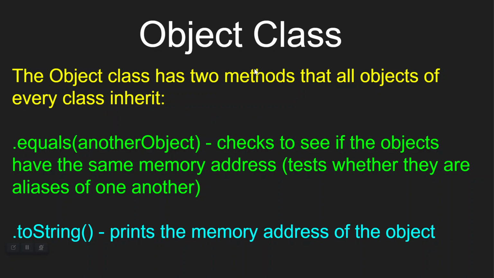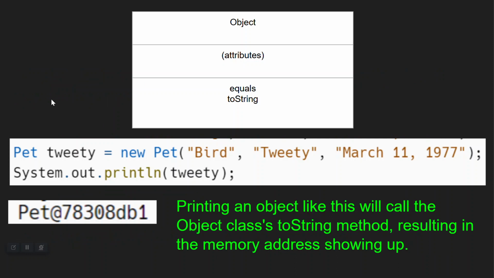And the Object class has two methods in it that every class inherits. It has the .equals method, where you can check to see if two objects have the same memory address, so to see if they are aliases of one another. And they also all inherit the toString method, but the problem is that the toString method only prints out the memory address of the object. So down here, for instance, when I first created my Pet class, I didn't override the toString method. I just left it as is.